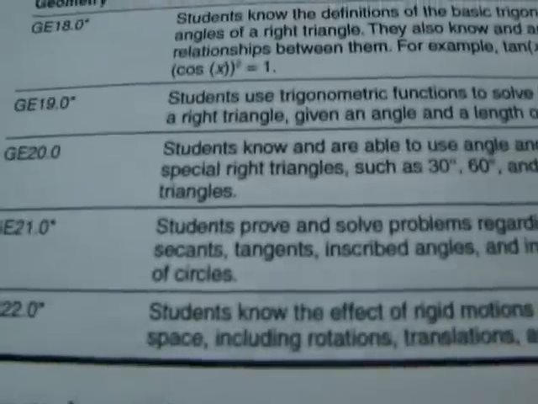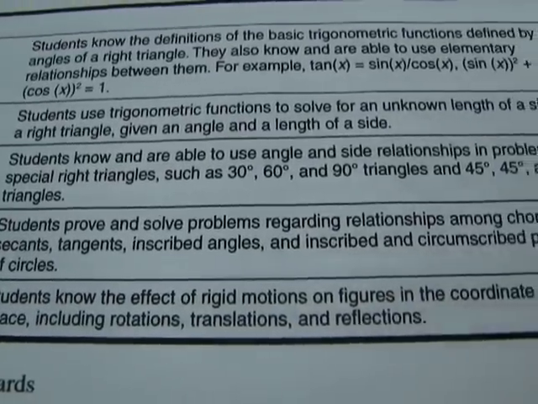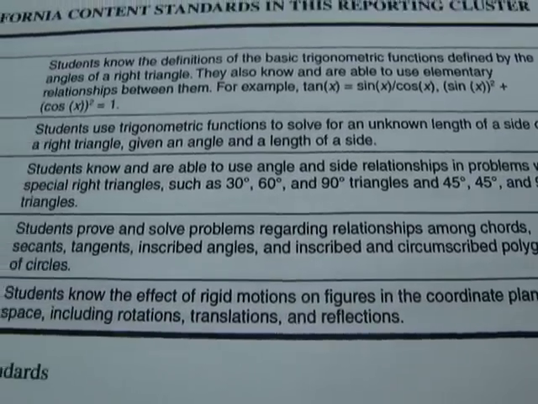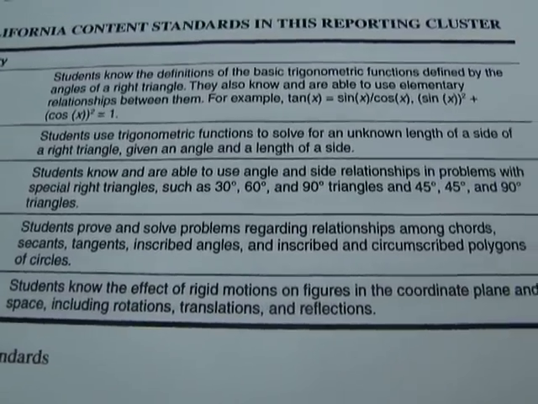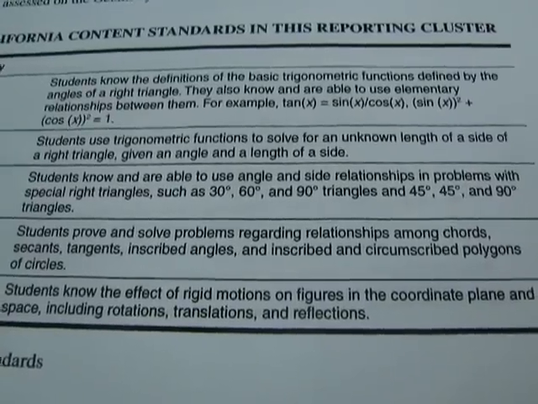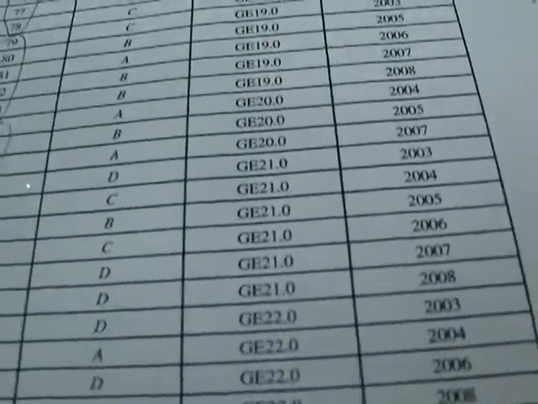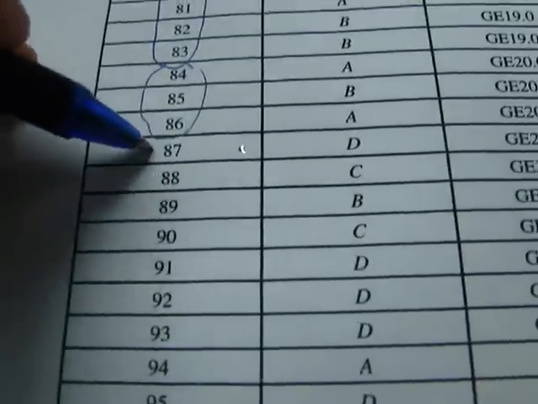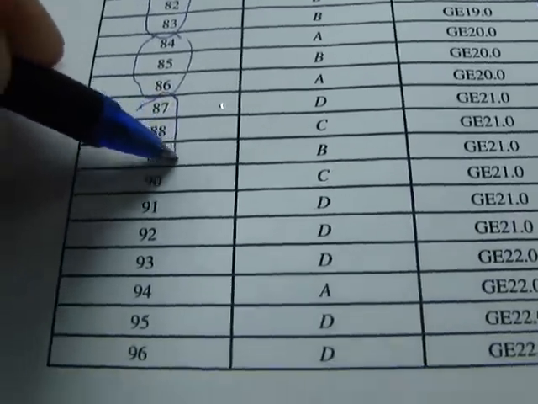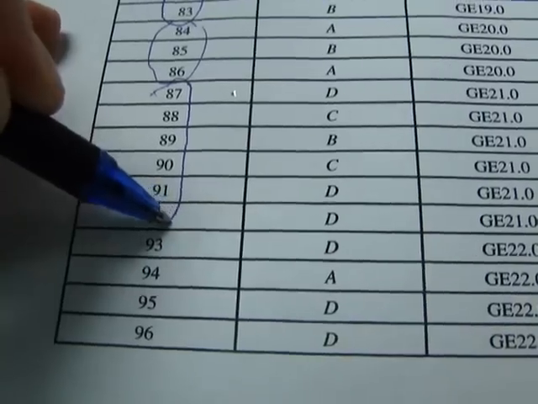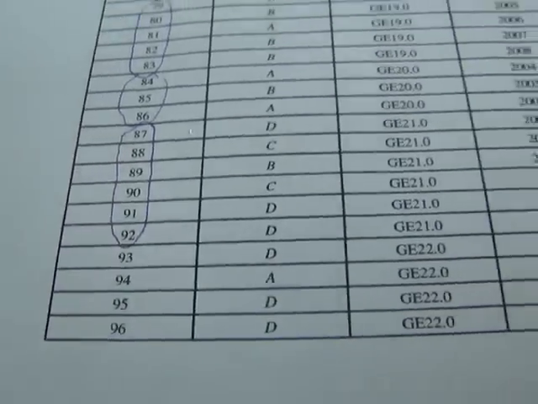Hi, and welcome to Standard 21. Standard 21 is all about circles. Let's read about it. Standard 21: Students prove and solve problems regarding relationships among chords, secants, tangents, inscribed angles, and inscribed and circumscribed polygons of circles. Holy moly. Okay, so here is Standard 21. Standard 21 is going to be problems 87 through 92. So the first one we're going to look at is 87.